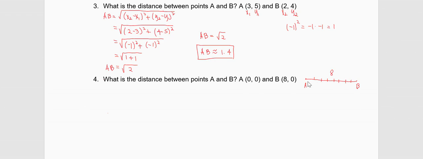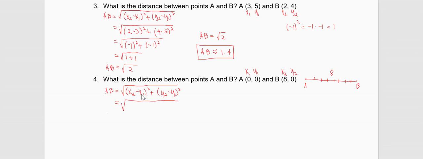Now, to verify this, we can use again the distance formula. The distance between points A and B is the square root of the quantity x sub 2 minus x sub 1 squared plus y sub 2 minus y sub 1 squared. From the given points, x sub 1 is 0, y sub 1 is 0, x sub 2 is 8, y sub 2 is 8. Now, let us do this step by step in the distance formula.